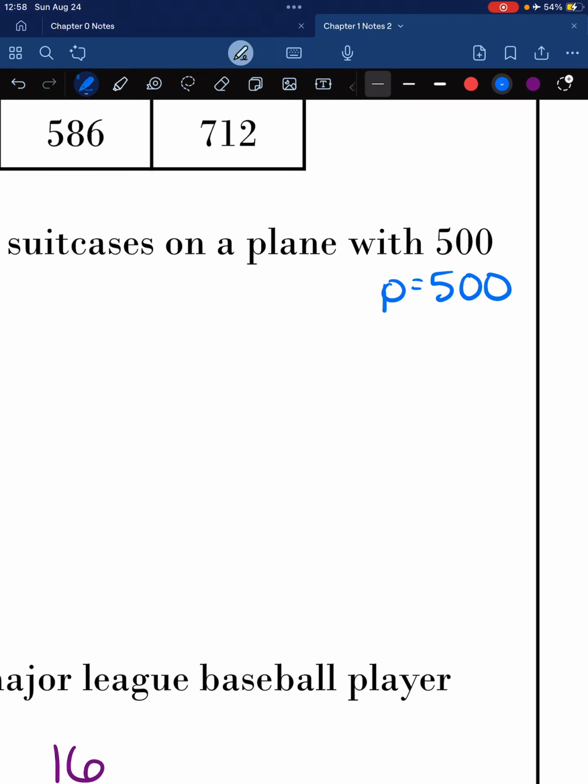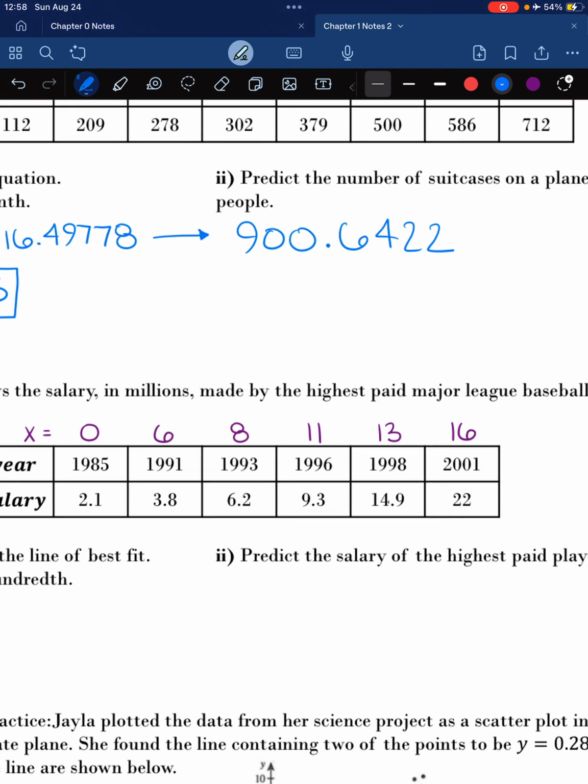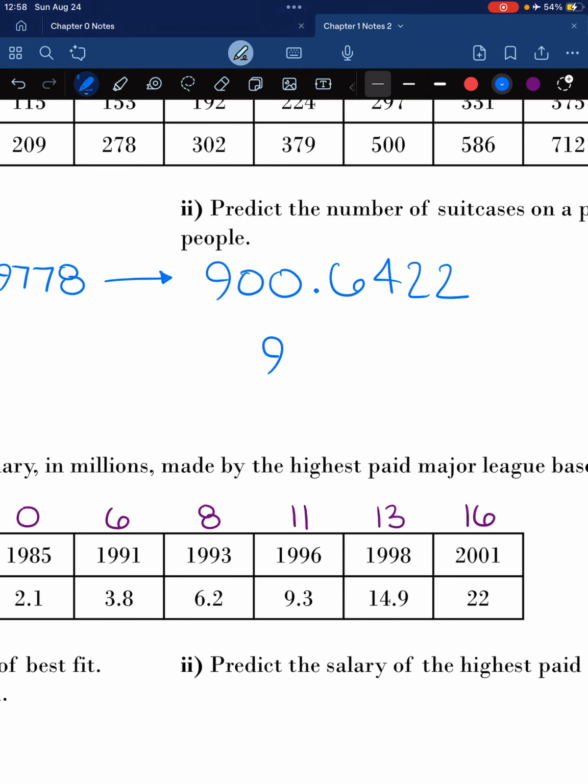So P is 500. So I'm going to go ahead and use this equation, and I'm going to plug in 500 for P. And you should end up with... which, let's think of this answer. This is a word problem. I'm predicting the number of suitcases, and it doesn't really make sense for suitcases to be a decimal, so I am going to go ahead and round this, that my prediction is really a little bit closer to 901 suitcases.